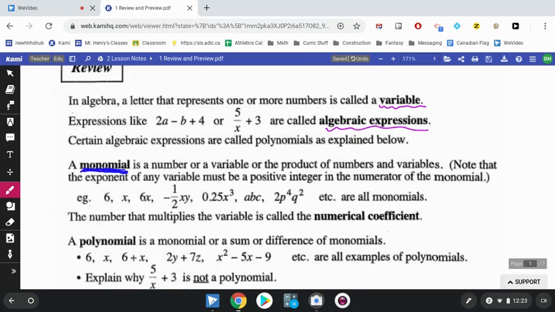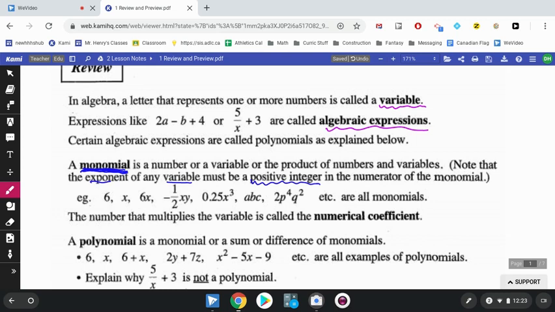And then it says, note the exponent. The exponent of any variable must be a positive integer in the number of a monomial. Okay, positive integer, we're going to come back to that. So what that means is on any of my variables, my exponent needs to be 1, 2, 3, 4, 5, 6, 7, 8, so on and so on, and we'll talk about that later.